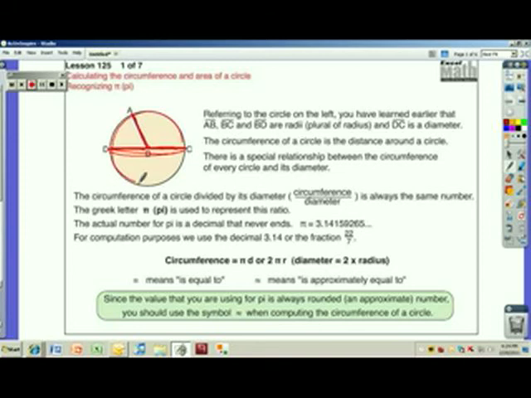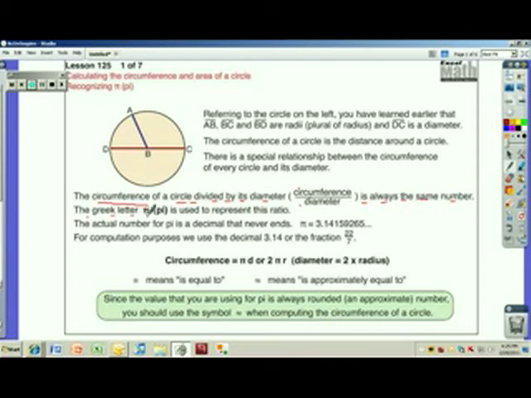The circumference of a circle is the distance around a circle. You guys know that, right? All the way around, that's the circumference. And there is a special relationship between the circumference of every circle and its diameter. Here's the relationship between those two things. The circumference of a circle divided by its diameter is always the same number. No matter how big the circle is, the ratio is always the same on a circle.